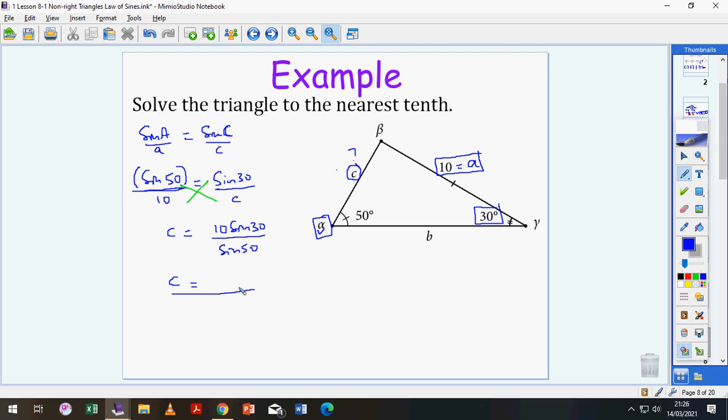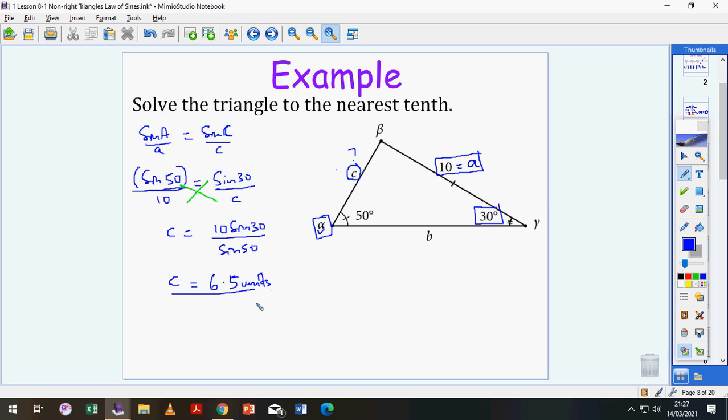30 divided by sine 50. I get 6.527, but the question asked me to write my answers to the nearest tenth, so my answer is 6.5. The units were not given, so I don't think I need to mind the units. If you're very strict about units, then just add the word units: 6.5 units.